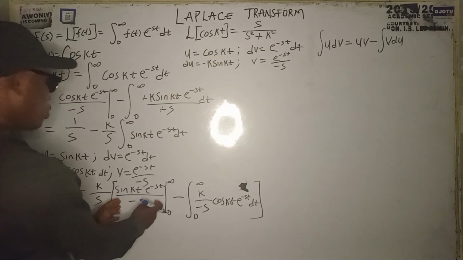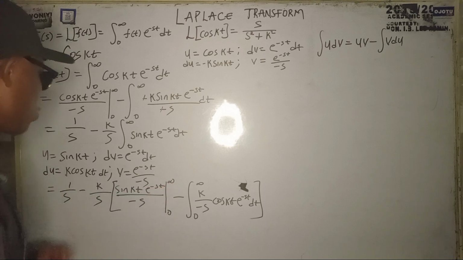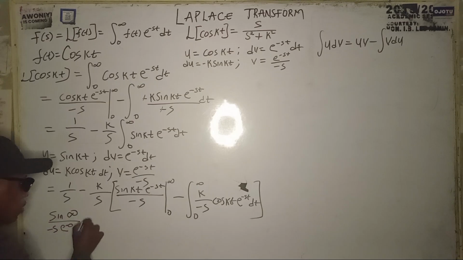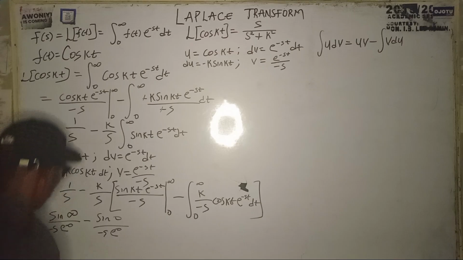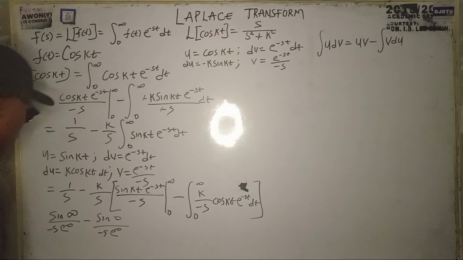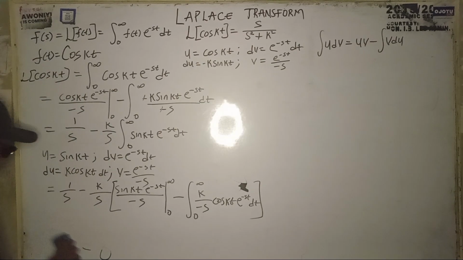So now, first of all, what is our sine kt e raised to the power minus st when we put infinity and 0? When we put infinity here, we would have sine infinity over minus s times e raised to the power infinity. Then we have minus sine 0 over minus s times e raised to the power 0. Sine infinity divided by e raised to the power infinity is going to give us 0, and on this other end, sine 0 is equal to 0. So the entire thing is going to give us 0. That means the entire term here is equal to 0, so that cancels out.